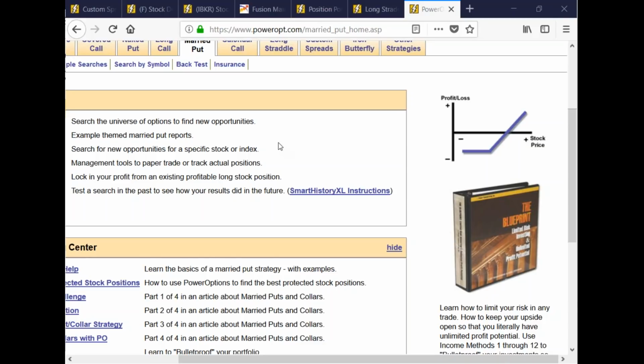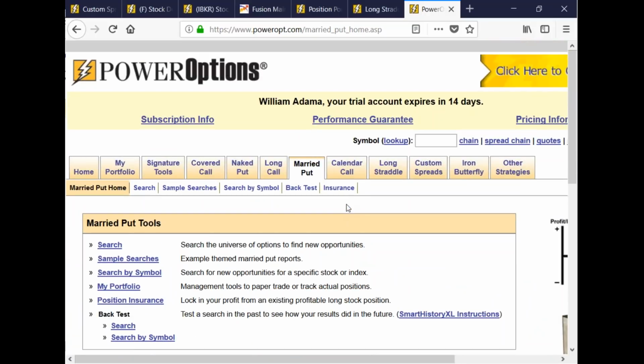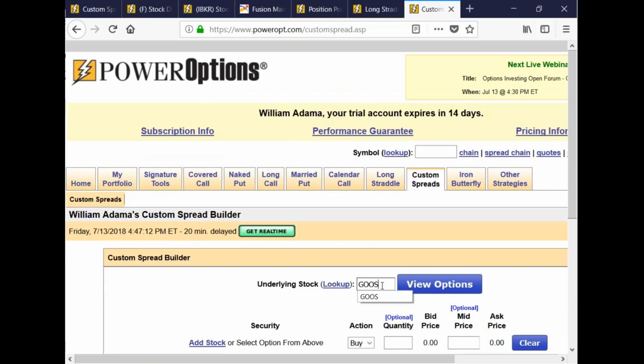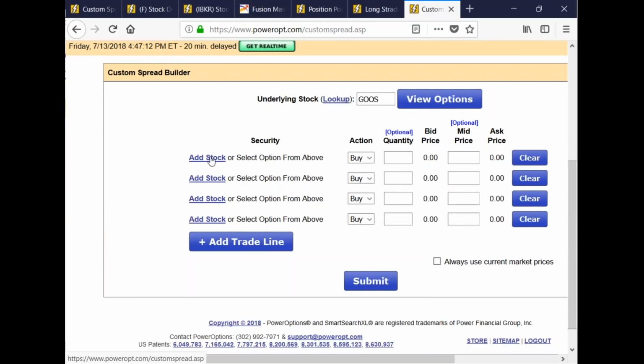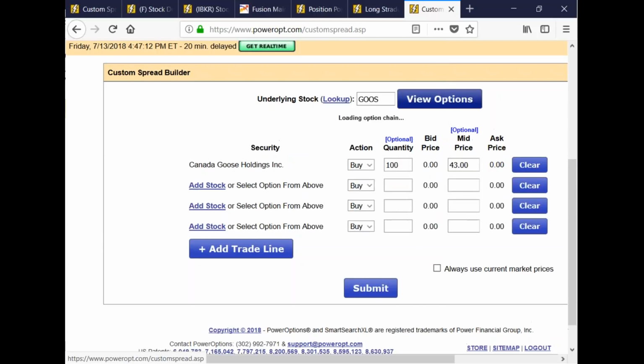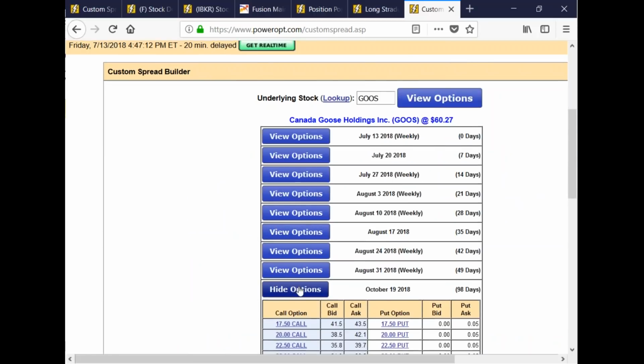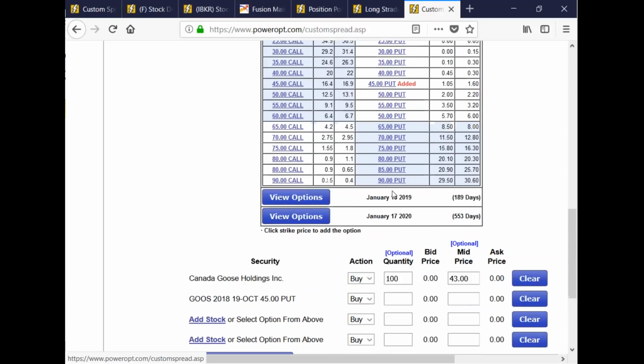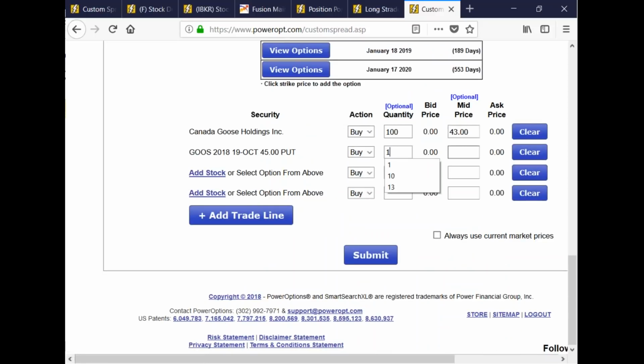And first thing, David, I want to go into is, some of you may or may not remember this. I don't know if you followed it. Mine was GOOS. Go to the custom spread tool. I think at the time the stock price was $43. I was holding an October, possibly 45 put that I had paid $425 for. This was close.